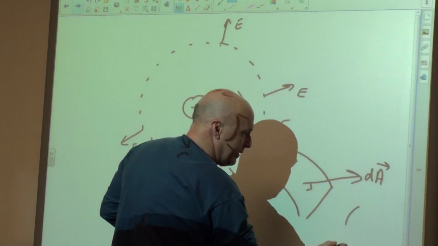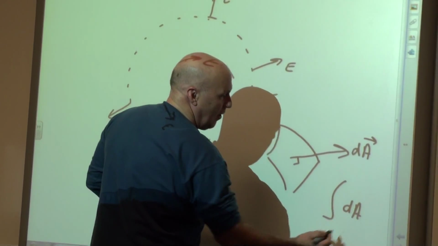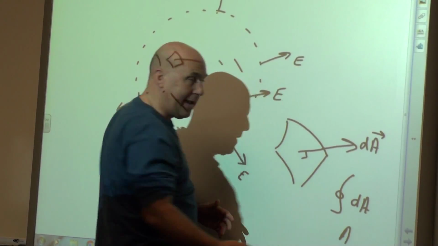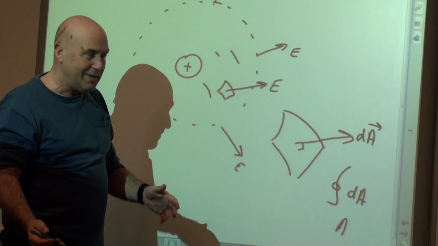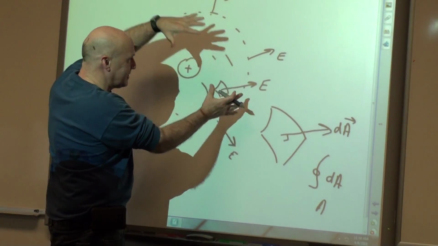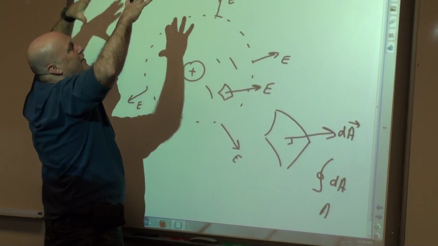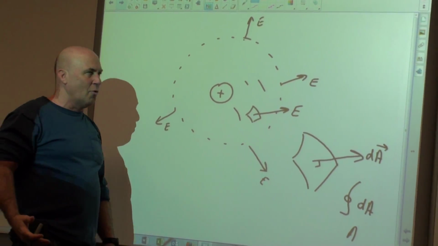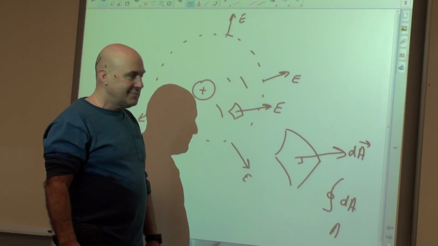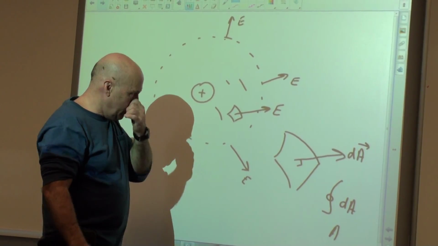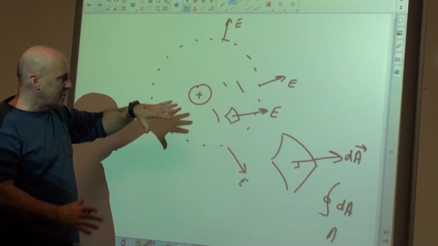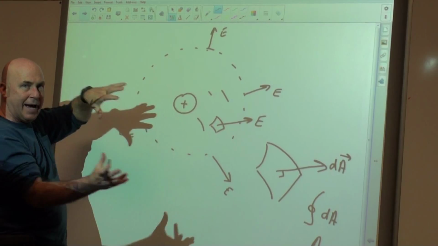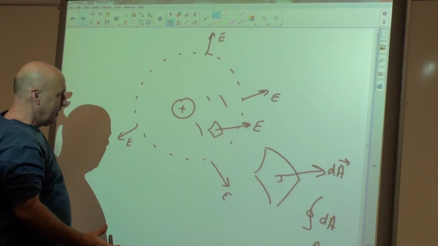If you integrated dA over the whole closed surface, you would get A, right? If you summed up all these little chunks on the surface, you would get the entire surface area of the sphere, which I think is 4 pi r squared, okay? So where am I going with this? Well, how much flux, or how many lines of electric field, are coming out of this thing?